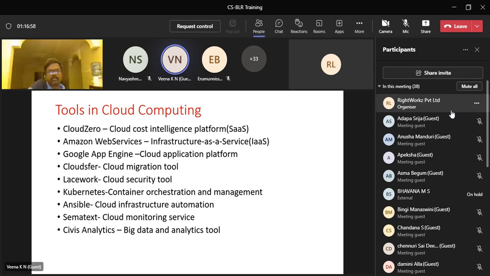CloudSphere is the cloud migration tool. Lacework is a cloud security tool. Container orchestration and management is Kubernetes. And cloud infrastructure automation is Ansible. Cloud monitoring service is Sematext. And the big data and analytics tool is Civis Analytics. These are about the tools in cloud computing.